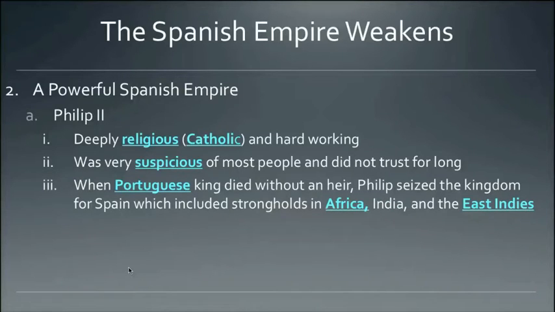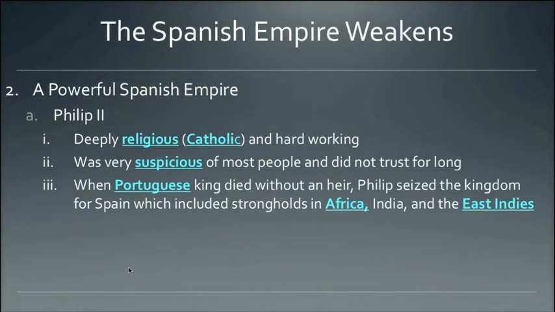I make the suggestion in my course that it always sort of shocks me that Portugal and Spain never were united, as if one would have taken over the other. This is the closest it ever happens. So when the Portuguese king died without an heir, Philip seized the kingdom for Spain, which included all of their strongholds in Africa, India, and the East Indies. Long story short, Philip does not take over all of Portugal in the end of this, but he does get a lot of the land that Portugal had claimed. So he's basically just adding to his territory around the world.